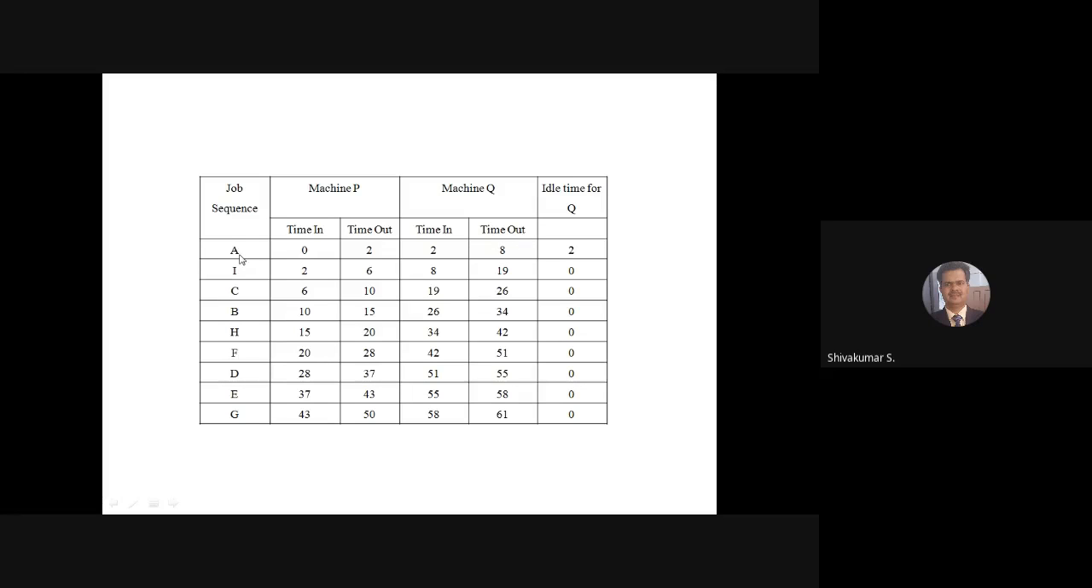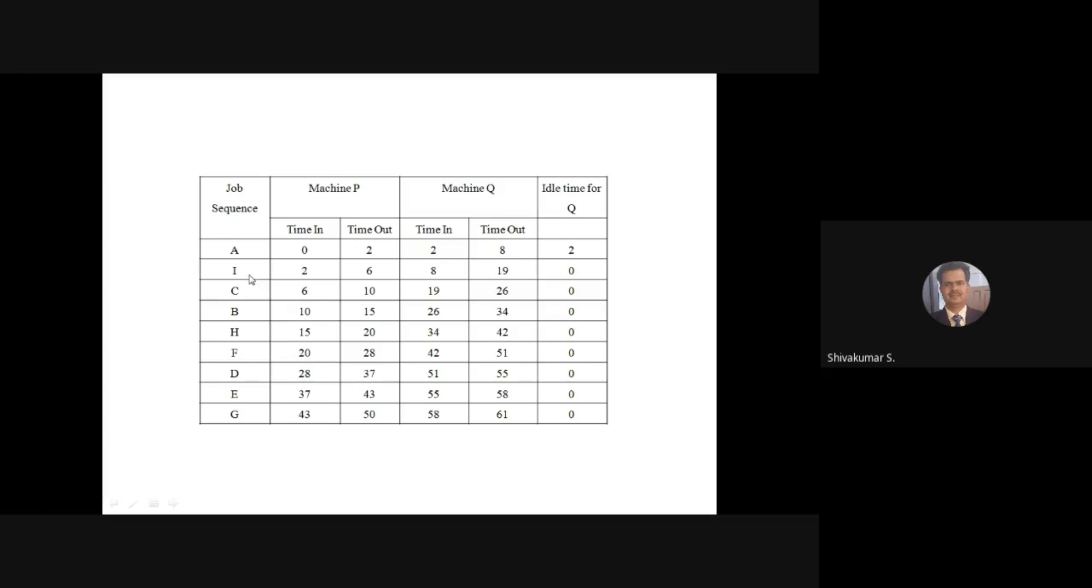Only job A. Job A is going to be assigned to machine P at 0 time. It takes 2 minutes of processing time. Time in 0, time out 2. So the same job is going to machine Q. After processing on machine P, it goes to machine Q. So time in 2, whereas processing time 6. So 2 plus 6, 8. Now the idle time for Q: remember Q is going to wait till job A comes here. So it waits 2 minutes. That's why 2 minutes becomes the idle time for Q.